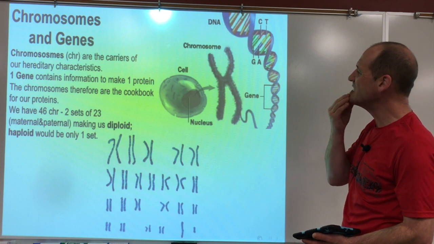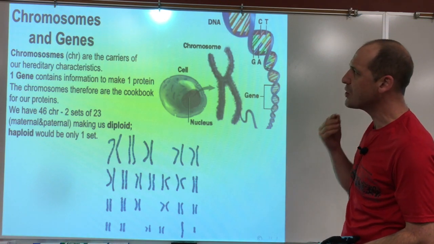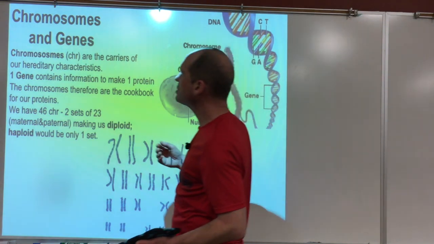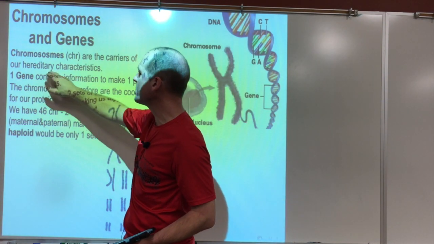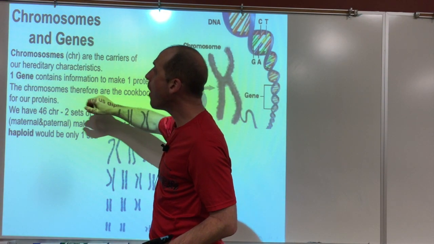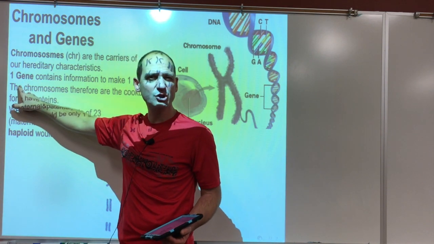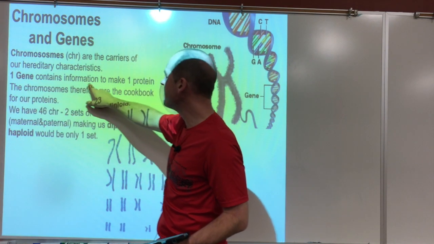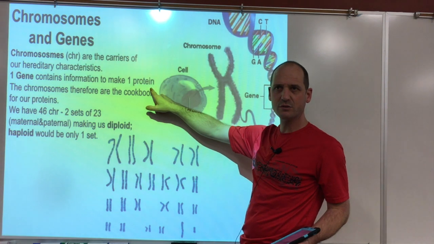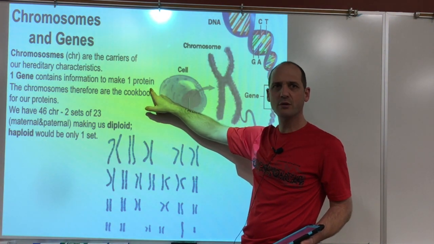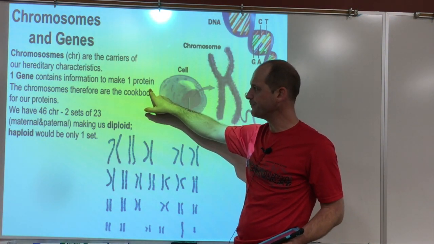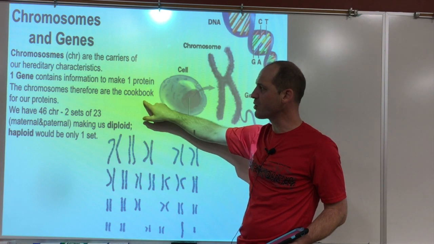And that brings us to this next interesting part, the genes, the chromosomes. Chromosomes are the carriers of our hereditary characteristics. One gene, so we call this gene stuff we talk about, that's information to make one protein. So now we have a definition of a gene, so that's good. One gene for one protein. The chromosomes, therefore, are a cookbook of our proteins.